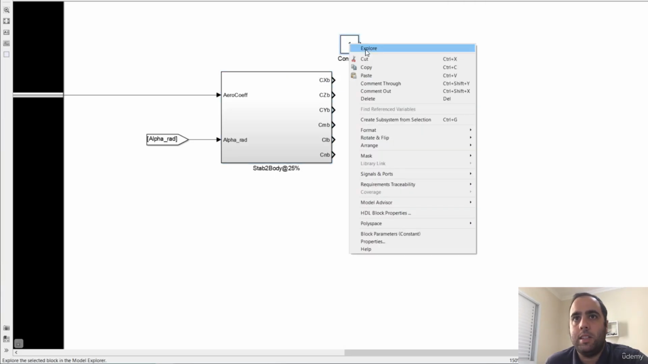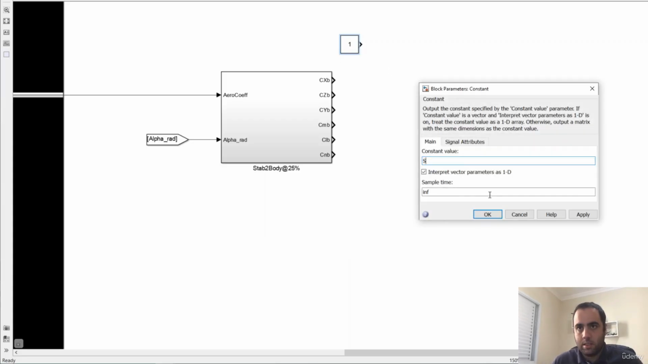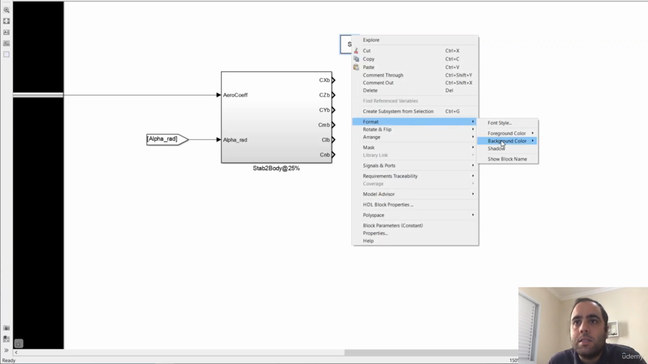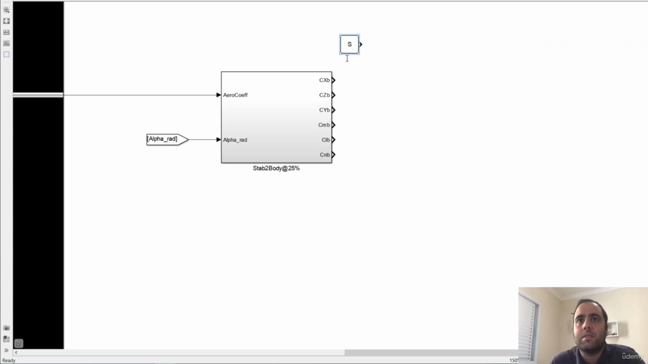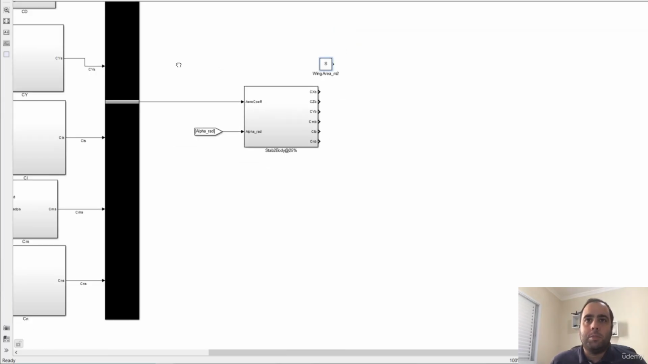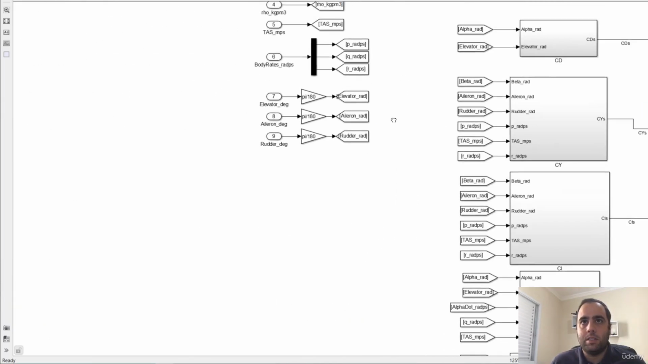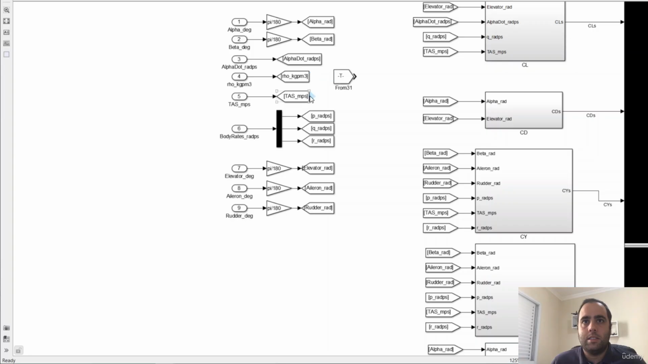So let's multiply here by the wing area. Let's show the name here just to show that this is the main area, and this is in meters squared. Okay. And for the dynamic pressure, we will need the density and the true airspeed right from here.